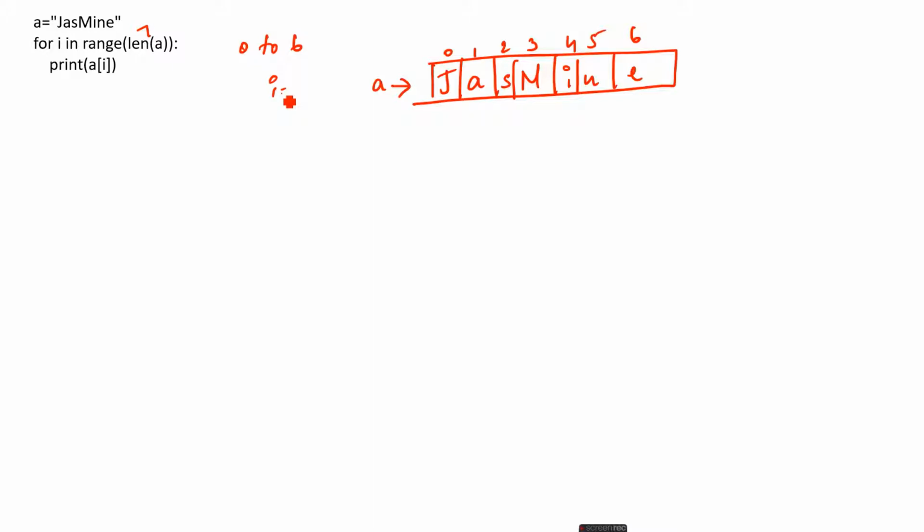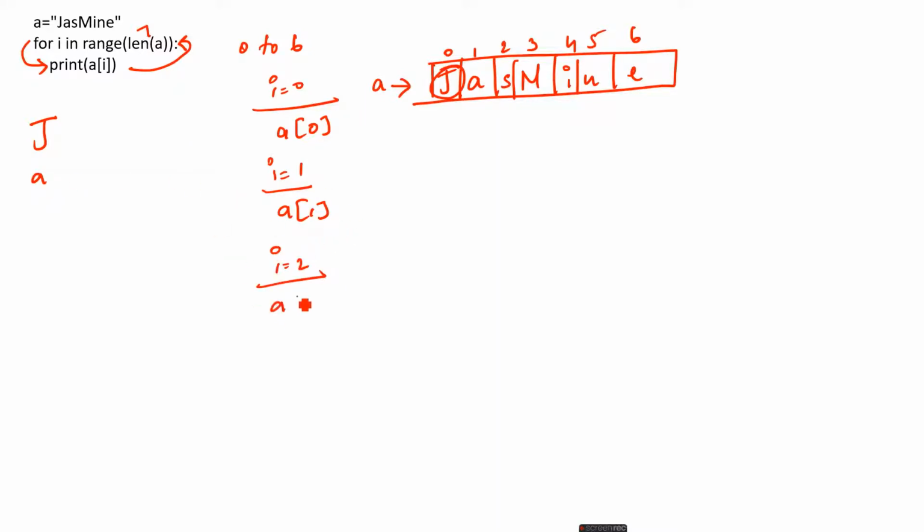Now the first value of I will be 0. When I equal to 0, we will come inside the loop, then print A of I. A of I means A of 0. What is there in A of 0? A of 0, it is J. J is printed. Again we will go back to the loop. Next value of I will be 1. Then we have to print A of 1. A of 1 is A. Then next value of I will be 2. Then we have to print A of 2. A of 2 is S. So S will be printed.